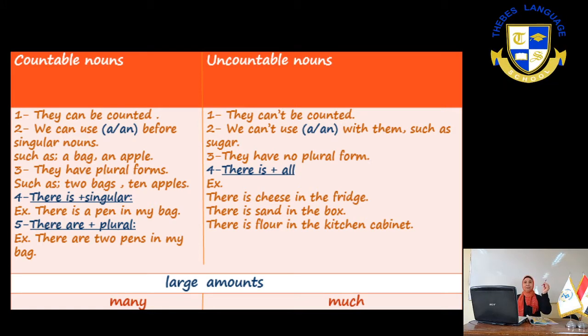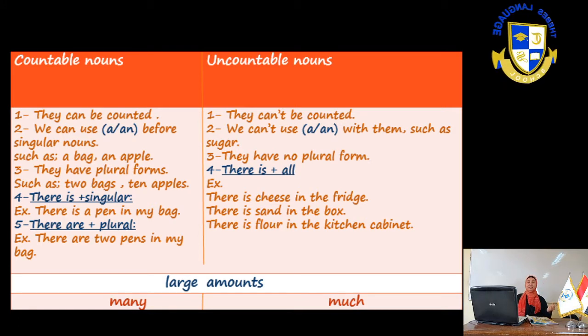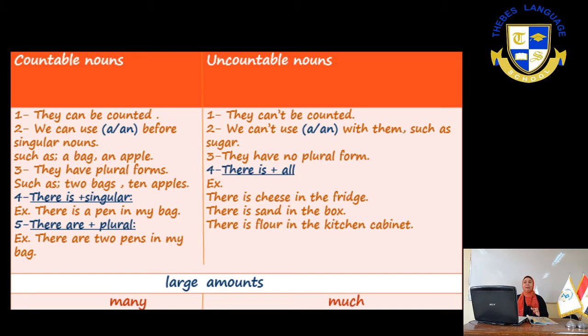A pen, an elephant, an ant, a car, an igloo, a phone, a laptop. So we can use a or an before them, singular ones, such as a bag or an apple. Number 3, they have plural nouns, so we can use pen or pens. I have 3 pens, 2 bags or 10 apples.